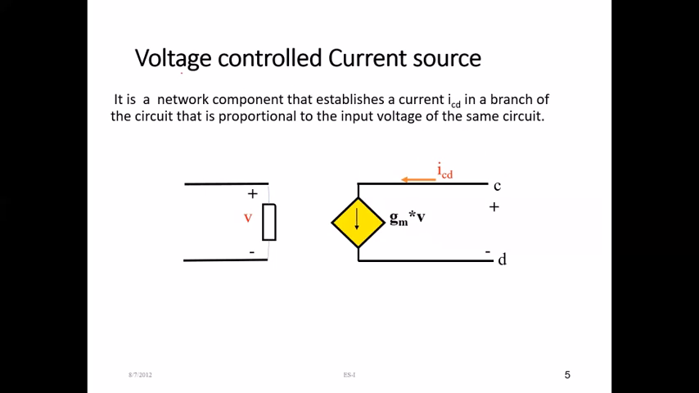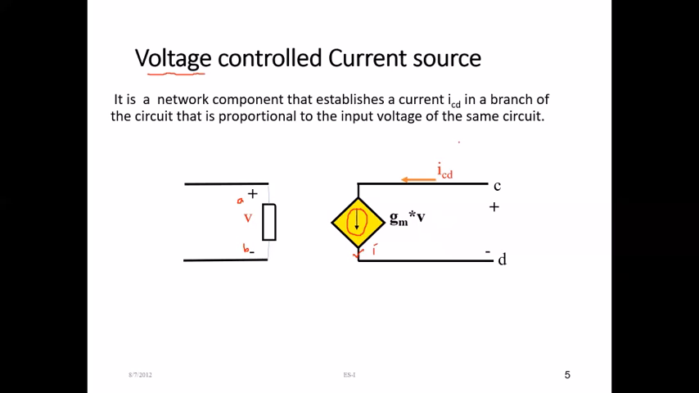Next, we will see voltage controlled current source. So basically it is a current source. It is going to give the value of current I. The value of the current depends upon voltage across some other branch. So let the voltage be VAB or V. Okay, let the voltage across this branch be V.